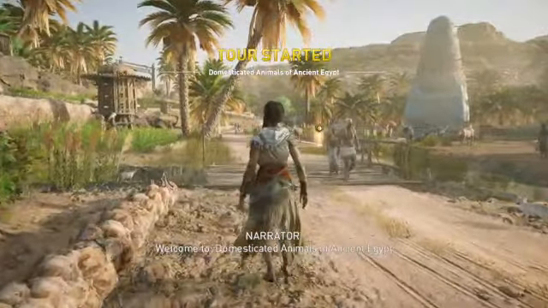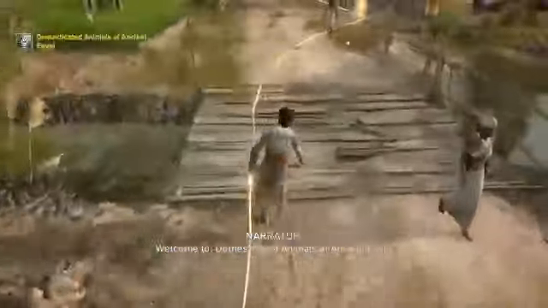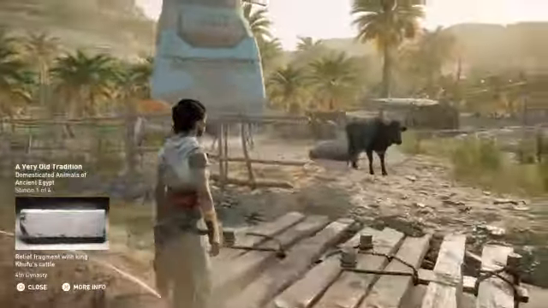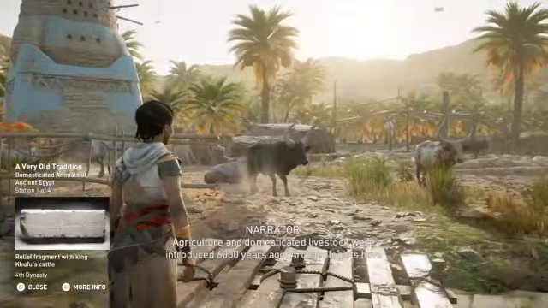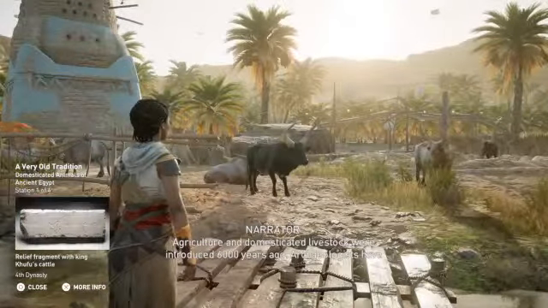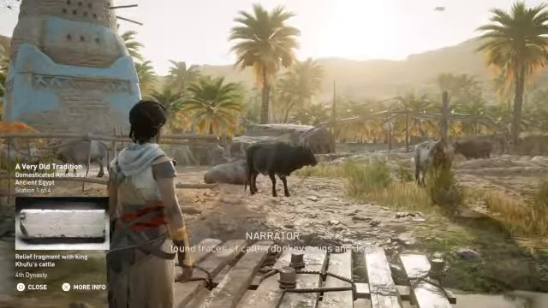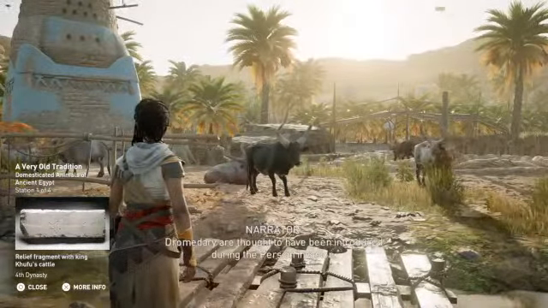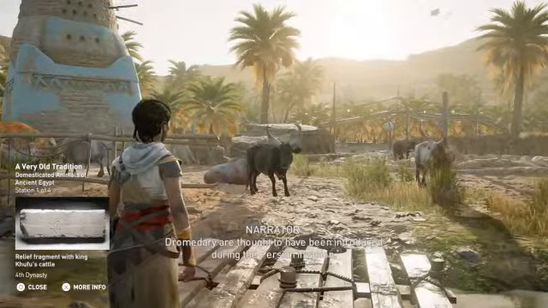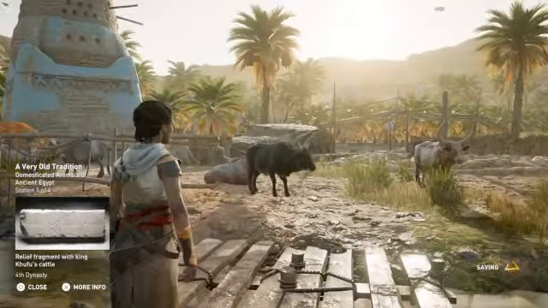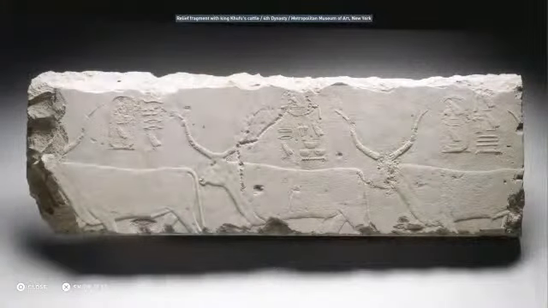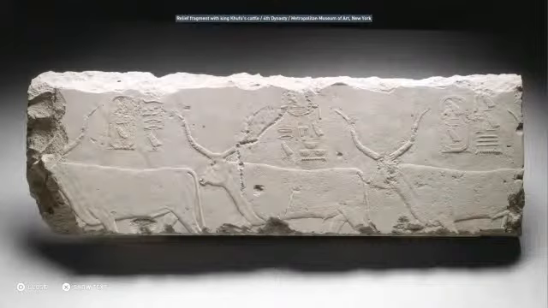Welcome to Domesticated Animals of Ancient Egypt. Agriculture and domesticated livestock were introduced 6,000 years ago. Archaeologists have found traces of cattle, donkeys, pigs, and dogs. Dromedaries are thought to have been introduced during the Persian invasion. Fragment of King Khufu's cattle, 4th Dynasty, Metropolitan Museum of Art in New York.